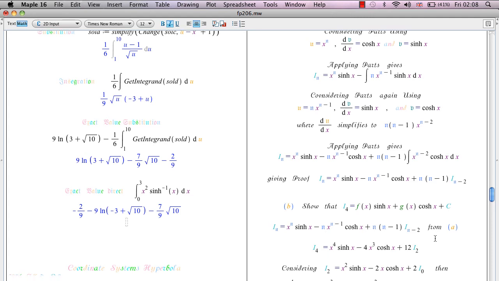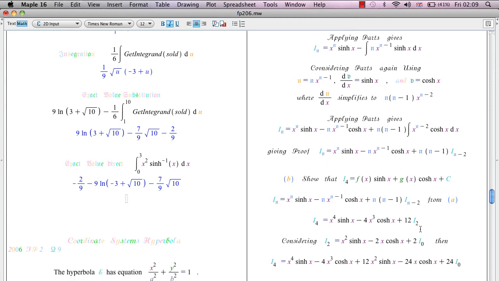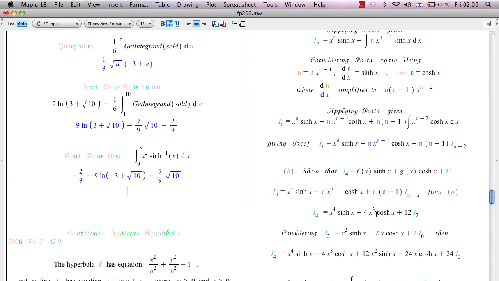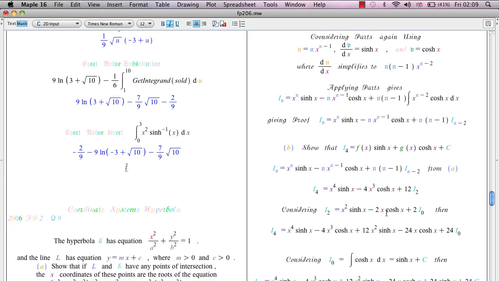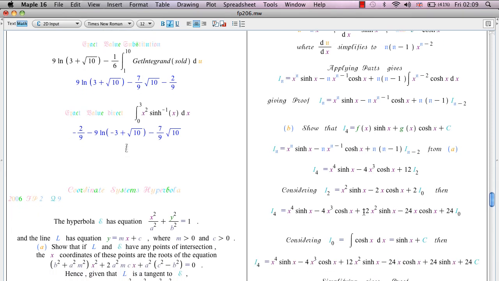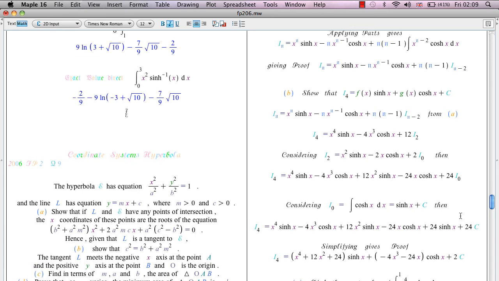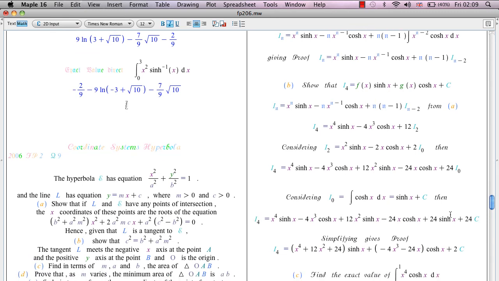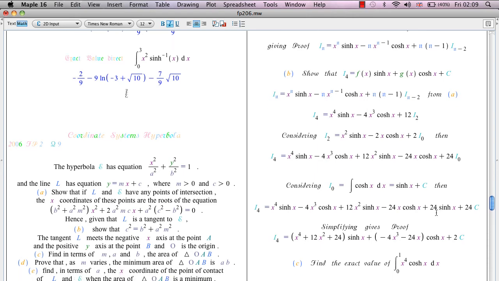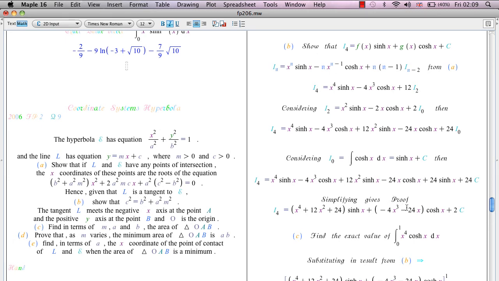So for part B, using our result from A and substituting n equals 4 gives this expression, and then substituting for n equals 2 gives this expression, and substituting the result for I2 in I4 gives this expression. And then considering I0 is sin x plus c, substituting I0 into I4 gives this expression. And simplifying this expression gives the proof required.